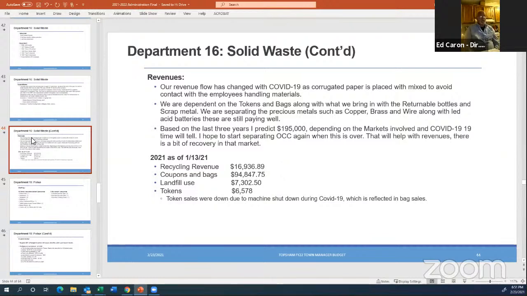Recycling revenues, oddly enough, we're still doing okay with it. They're heading towards my projections. Our bags and coupons are heading along the same lines, as well as our fees. The token machine's been opened back up since July, so that'll show a lot more revenue coming out of that, obviously, which is helping with everything else. They were down for a while during COVID because we shut down the machine because of the spread and everything.